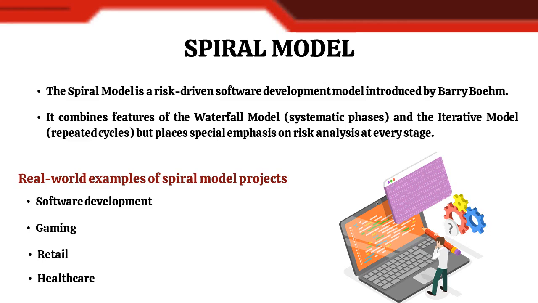Some real-world examples where the spiral model is applied include software development for big systems, gaming projects where requirements often change, retail solutions that need frequent updates, healthcare applications where safety and risk management are critical. In short, the spiral model is all about building software step by step while continuously analyzing risk to avoid major failures.